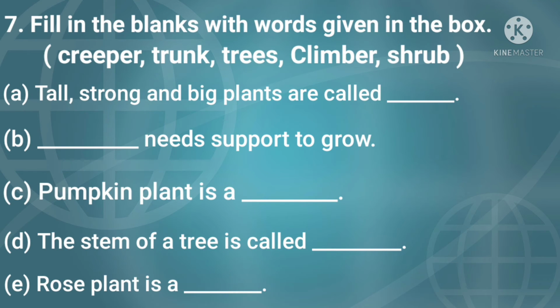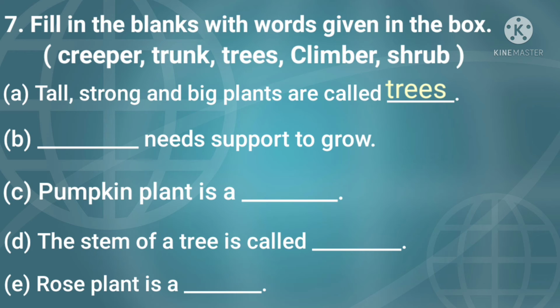Question number 7. Fill in the blanks with words given in the box. And what are in the box? Creeper, trunk, trees, climber and shrub. Number A. Tall, strong and big plants are called dash. What do we call big and strong plants? Yes, it's tree.